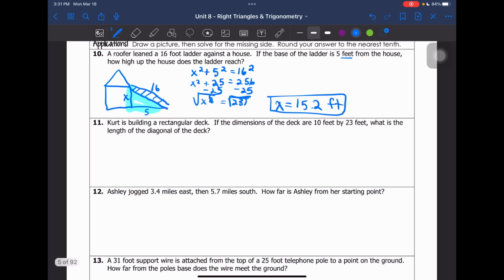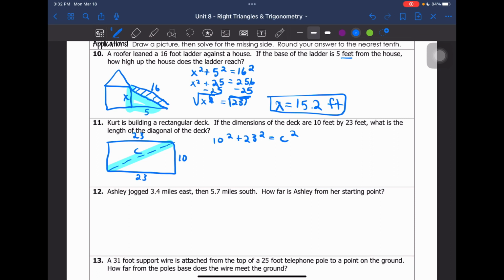Number 11 says Kurt is building a rectangular deck. So let's draw this rectangle to represent the deck. If the dimensions of the deck are 10 feet by 23 feet, so this is 10 and this is 23, what is the length of the diagonal of the deck? So how can we find out what this is? Well, basically we know this is 23, right? And the diagonal is, in this case, like the hypotenuse. So what I can do is set up an equation that's like 10 squared plus 23 squared equals c squared. I can call this c.